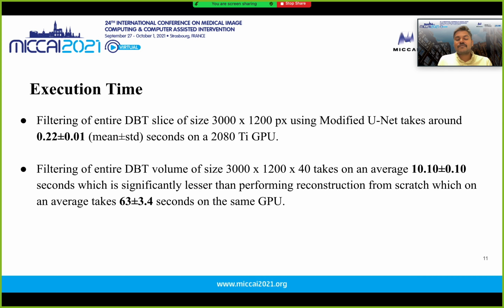Now, performing the filtering using the modified UNet on a given image of size 3000 by 1200 would take around 0.22 seconds on a 2080 Ti GPU. And taking a typical size of a DBT volume of dimension 3000 by 1200 by 40, it would take on average 10 seconds, which is significantly less than performing reconstruction from scratch, which on average would take 1 minute on the same GPU.